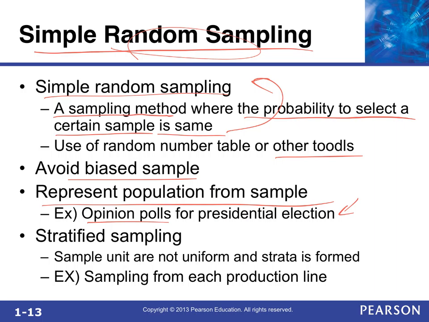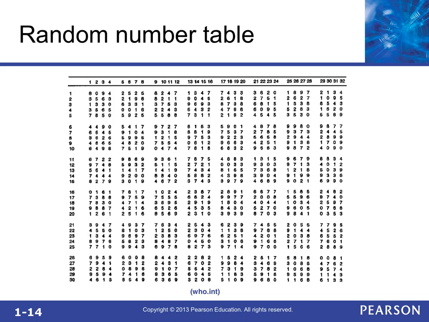incorrect or misleading. Sometimes it is really challenging to have a random sample, so there are techniques such as stratified sampling, and in this case we can make several groups inside the population, and we can get a certain ratio in each group, so that we can actually have a better chance to get a random sample. This slide shows an example of a random number table, which is useful to get a random sample.